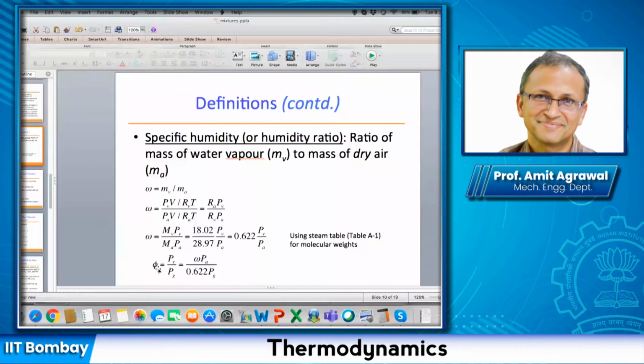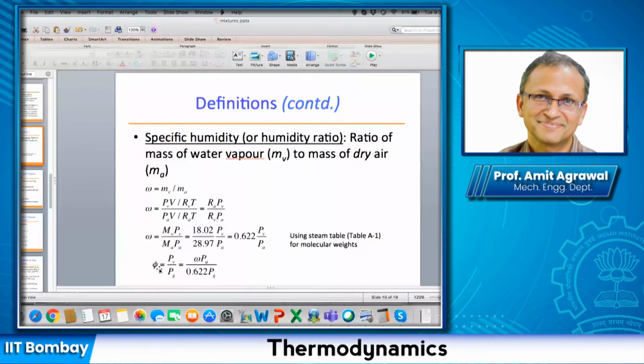Then I can relate my omega and phi, because PV is a common term which can be eliminated from the two equations. I can write phi is equal to omega times PA upon 0.622 times PG. So knowing the partial pressure of the air and the partial pressure at the saturated conditions, we can find out what my specific humidity is.